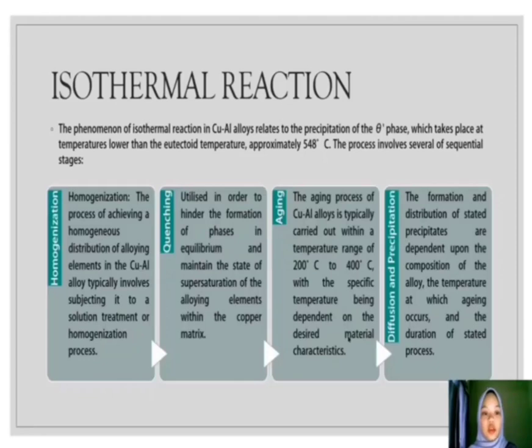So what is the isothermal reaction? This phenomenon relates to the precipitation of the theta phase, which takes place at temperatures lower than the eutectic temperature, about 548 degrees Celsius. This process involves several stages, which are homogenization, quenching, aging, and also diffusion and precipitation.